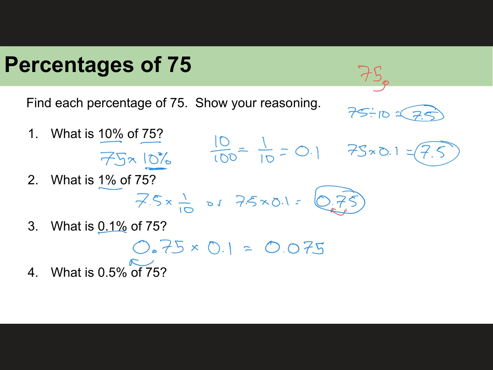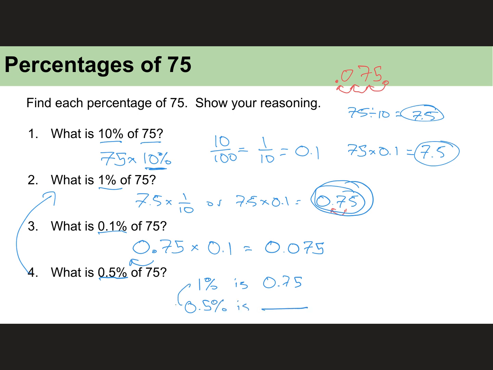Let's put it up here. It started here, divide by 10, divide by 10, divide by 10. Each time I do that, my decimal place moves over 1 to the left. Now for the last one, what is 0.5%? Now 0.5 is half of 1. So if I know that 1% is 0.75, what is half of a percent?